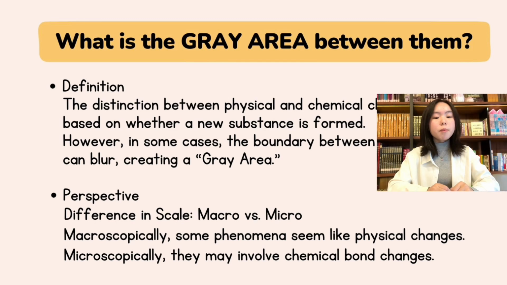From a macroscopic perspective, some changes appear purely physical, such as a change in state or shape. Yet, at the microscopic level, these processes may involve alteration in chemical bonds, hinting at underlying chemical changes. This difference in scale often challenges our understanding and classification of these phenomena.